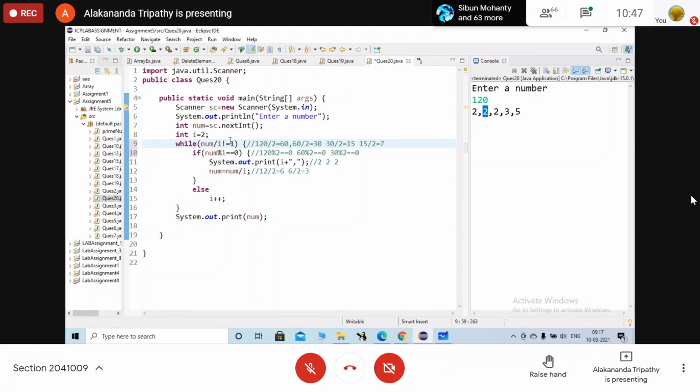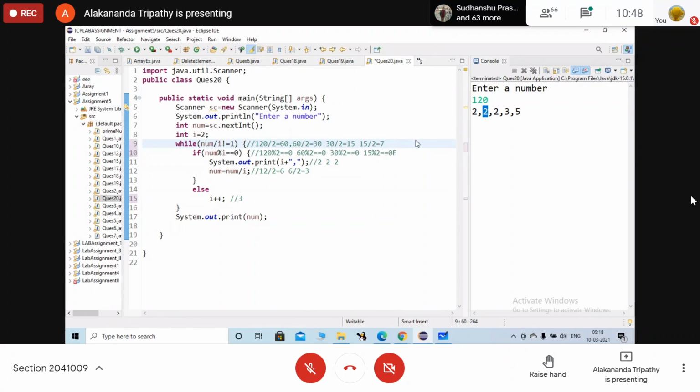7. Now 7 is not equal to 1, the condition is true again. So 15 mod 2, what will be the value? It equals 1, so here my condition is false. So what will be the value of I? I is updated to 3.